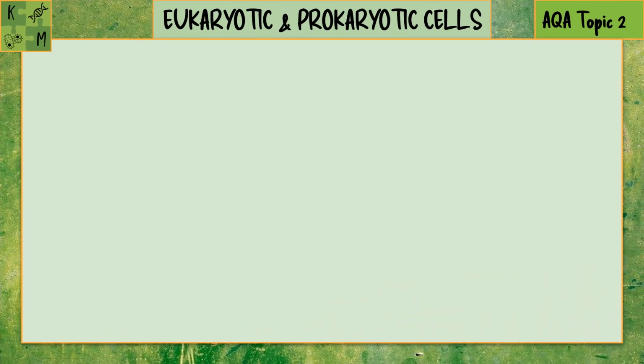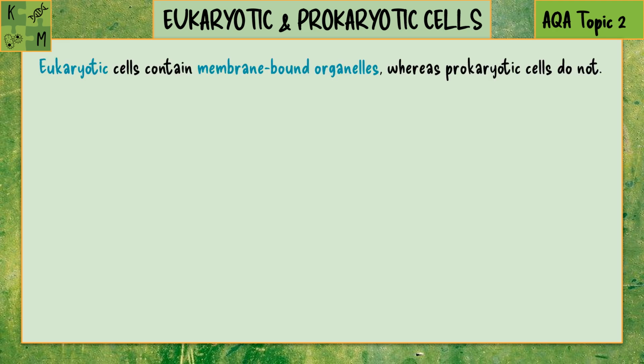So we'll start off with looking at the difference between eukaryotic and prokaryotic cells. These are the two main groups that you need to know about. So eukaryotic cells contain membrane-bound organelles. This just means that their organelles, or many of their organelles, are enclosed within a membrane. Prokaryotic cells do not contain membrane-bound organelles. They still have a cell surface membrane, but for example, they don't have a nucleus, whereas a eukaryotic cell does.